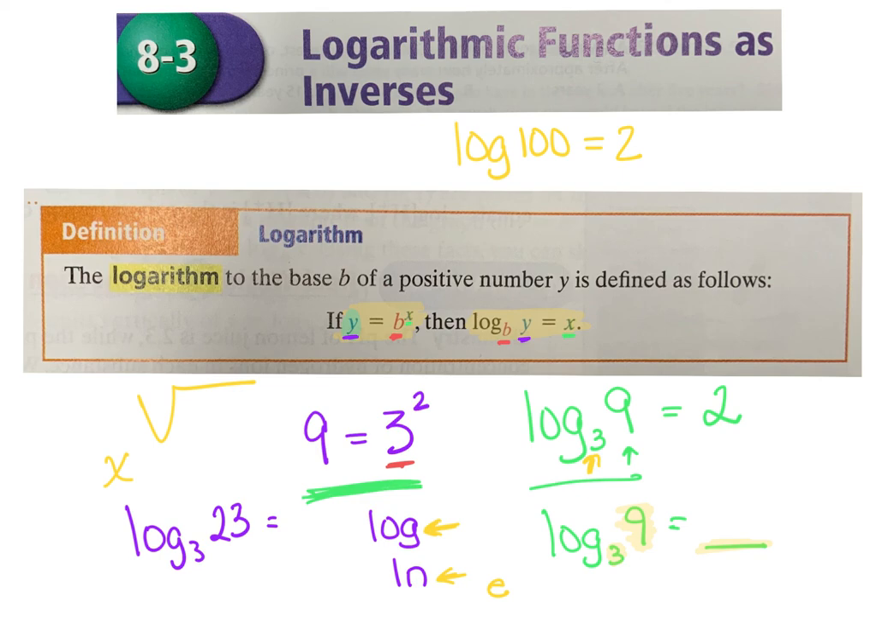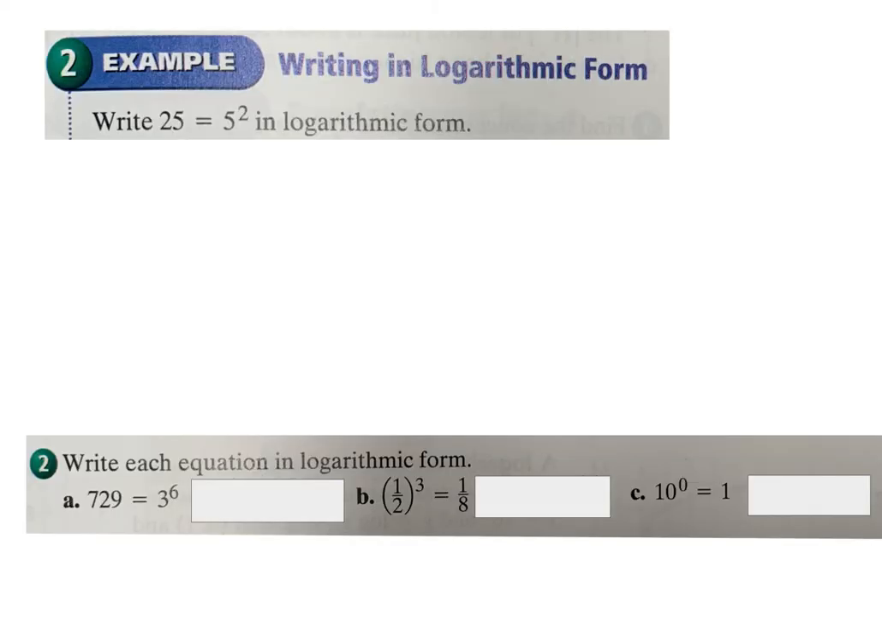So that's all logarithms are actually asking for: what power do you take your base to get this number? Whereas exponential functions say, hey, take this number to a power and tell me what the number is. So it's just inverses. Let's look at rewriting them. So the first thing I want you to know is how to go back and forth between logarithms and exponential functions. So look at this first example.